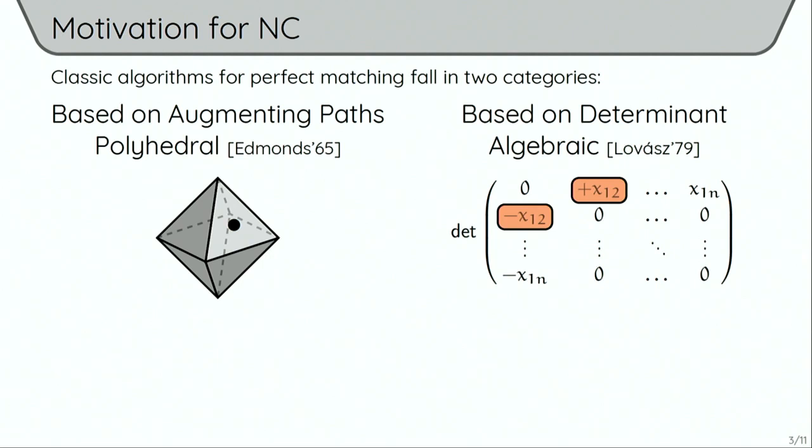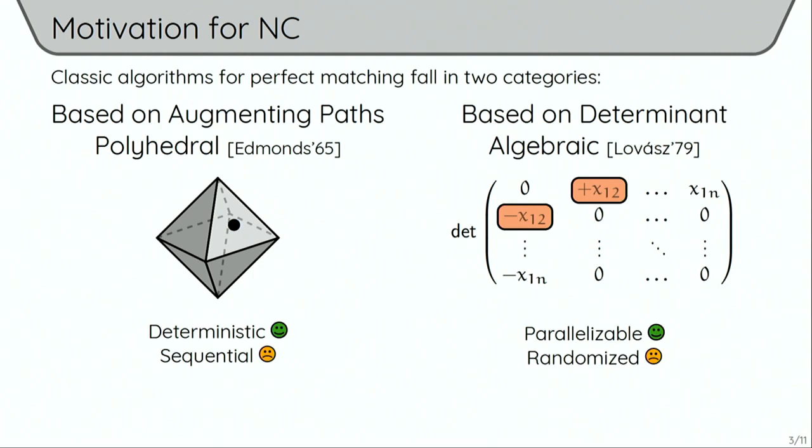So these two categories of classic algorithms have pros and cons of their own. The pro of the polyhedral algorithms is that they're deterministic, but the con is that they're sequential. You have to do one augmenting path at a time, or there are clever variants of that, but essentially you can't parallelize it very well. On the other hand, the determinant-based algorithms are very efficiently parallelizable. You just have to compute determinants, and that's known to be very fast in the PRAM model. But the inherent con is that they're randomized. You have to replace these symbolic variables by random inputs. Sometimes the random inputs don't work.